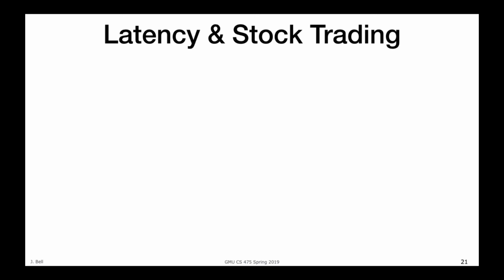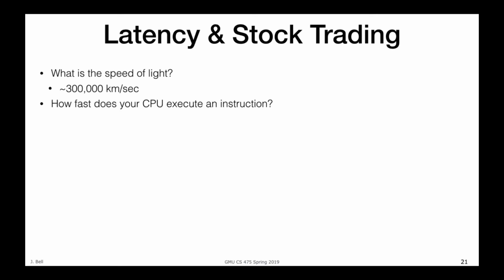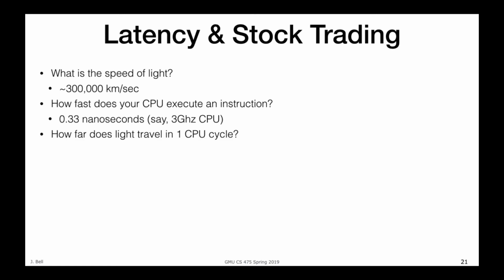So that seems kind of crazy, right? Like the internet is the internet, things are fast and things are fast. So let's put this concretely. The speed of light is about 300,000 kilometers a second. That's fast, right? But how fast does our CPU take to execute a single instruction? Well, if we have a moderately fast CPU, like a 3 gigahertz CPU, then our CPU executes instructions every 0.33 nanoseconds. So in the time that I have one CPU cycle, that my CPU executes one instruction, light can only travel 10 centimeters.